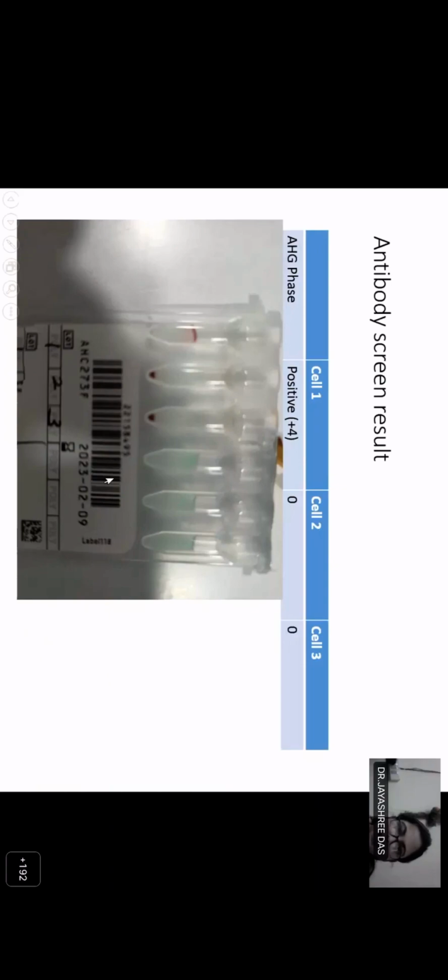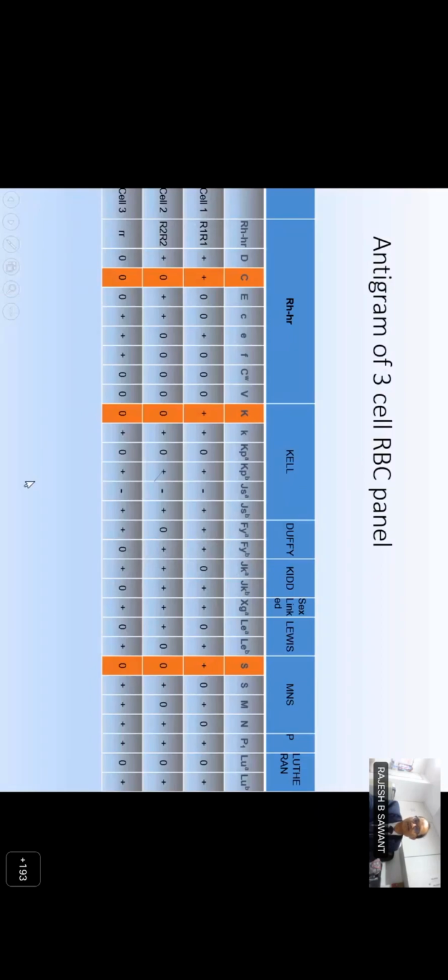Sir, after doing the antibody screening test, we saw that in cell 1 it came to be positive, but in cell 2 and cell 3 it is negative, sir. Negative. So your antibody screen result is positive. So that seems to be some antibody that we are dealing with.